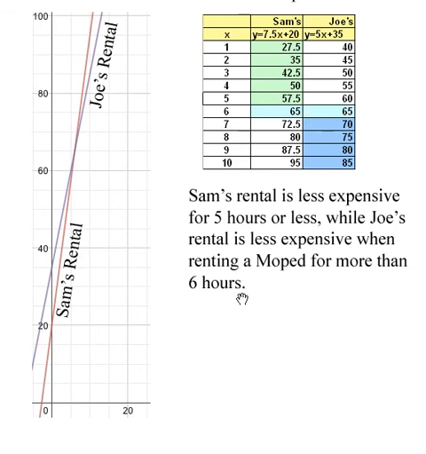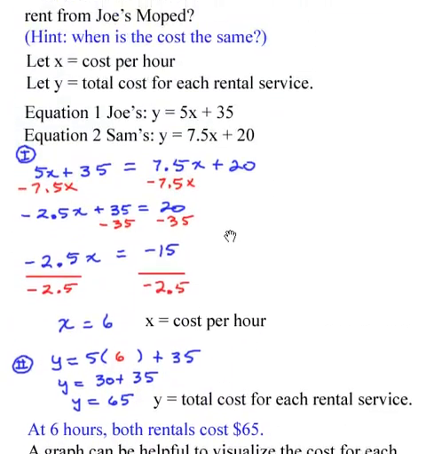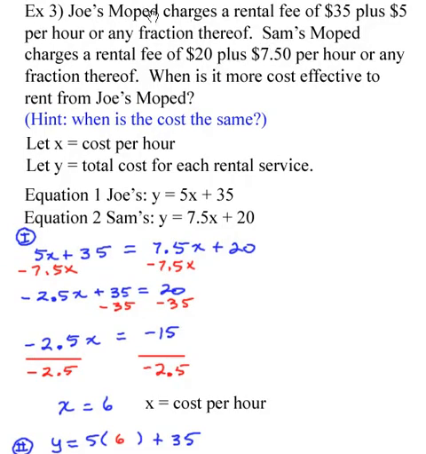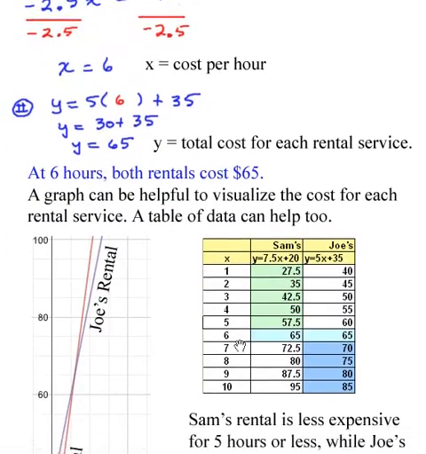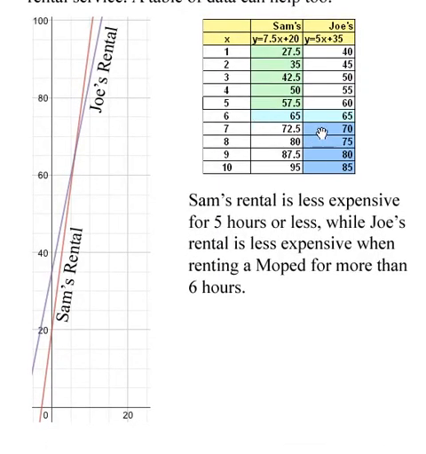And that pretty much concludes our lesson today. Let's just go back and check again, see what we've got. So again, Sam's moped, Joe's moped, and this is kind of a real life situation. You'll see this, the flat fee plus a rate per unit of time. In this case, it's for hours. And again, looking at the chart, looking at the data, we know to answer the question, it is more cost effective to rent from Joe's for greater than 6 hours.